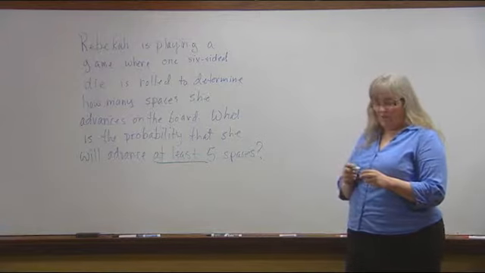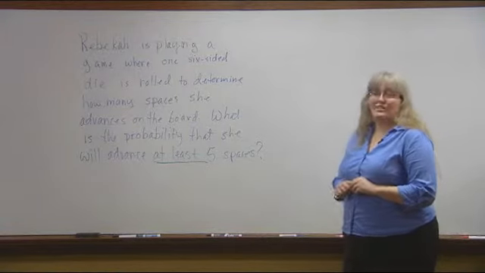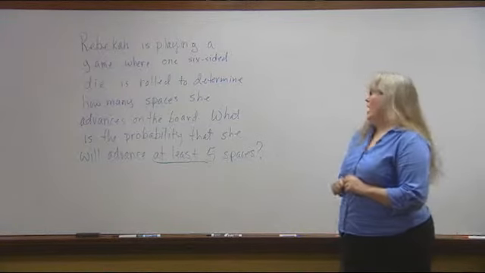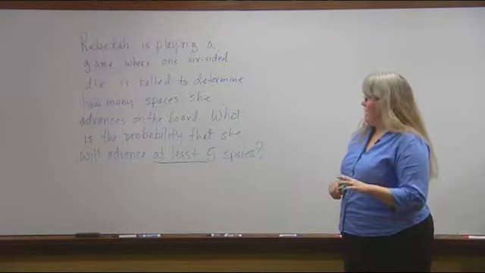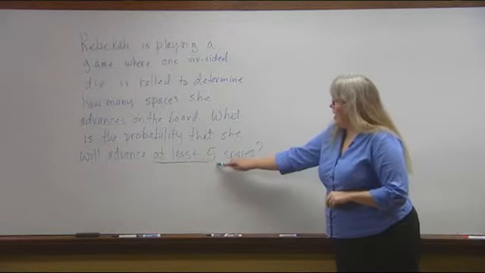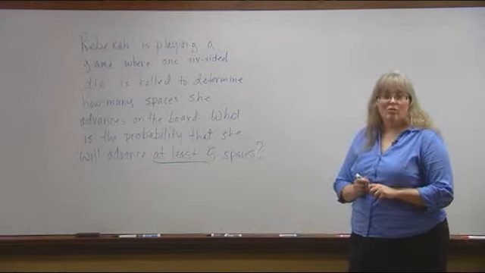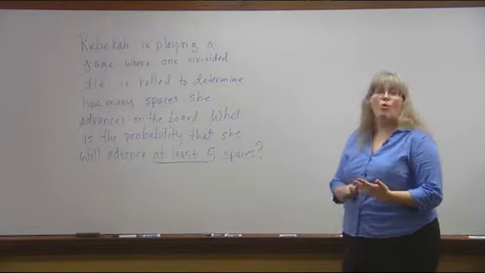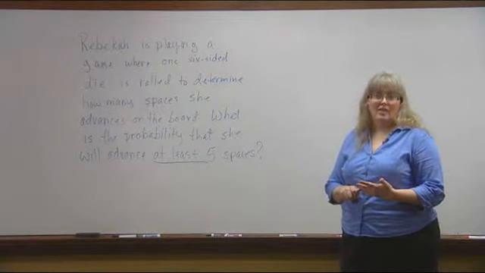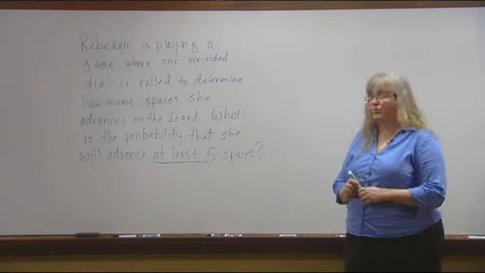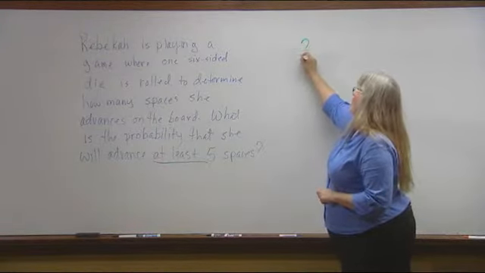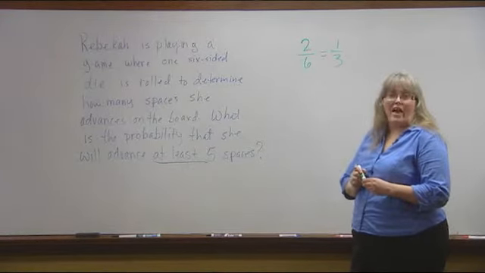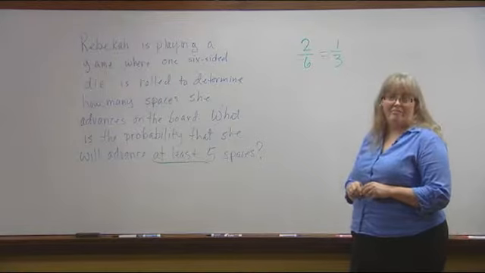It's not asking what's the probability that she will advance 5 spaces. If that were the case, it would be 1 out of 6, because there's a probability of 1/6 that a 5 will be on the top face. But it's at least 5. So this is actually saying, what is the probability that she will, in fact, roll a 5 or a 6? All right, so there's 2 possibilities there out of equally likely events. So there's actually 2 out of 6, or the probability is 1/3 that she will roll at least a 5.